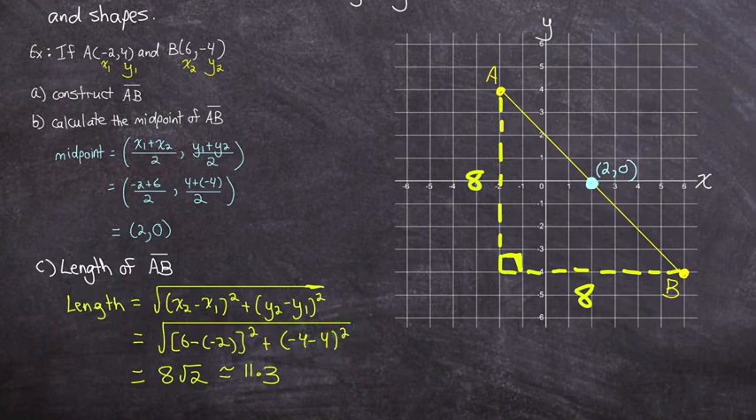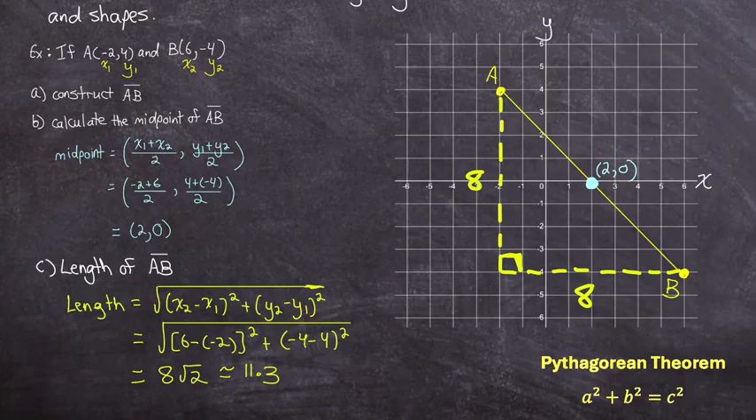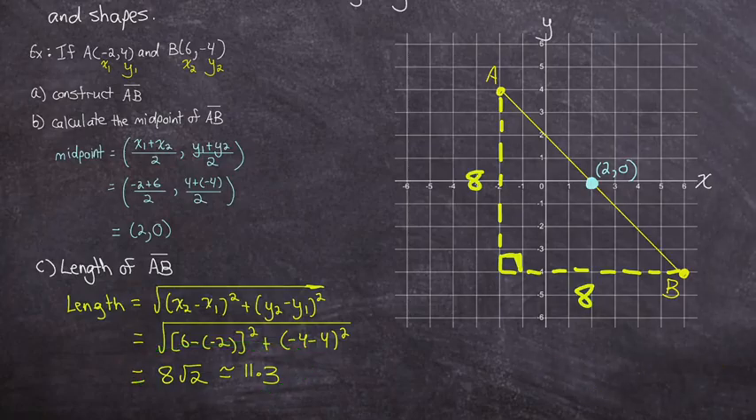And then Pythagorean theorem, remember, tells us that the sum of the squares of the shorter two sides equals the square of the longer side. So if we subbed into Pythagorean theorem those for the legs and then solved for the hypotenuse, we would get exactly this, 8 root 2, or approximately 11.3.